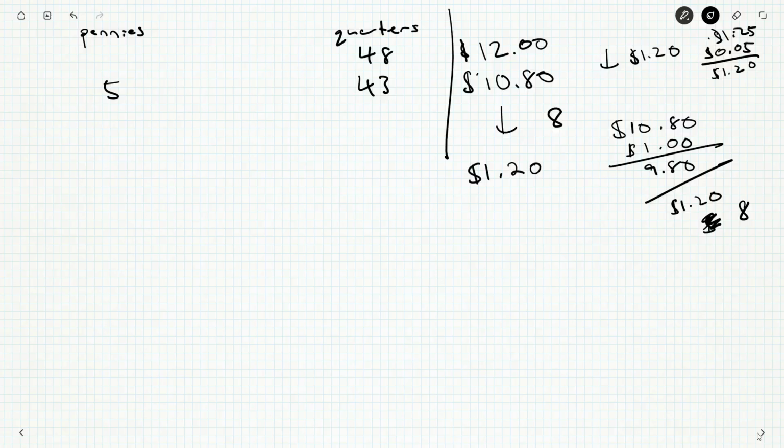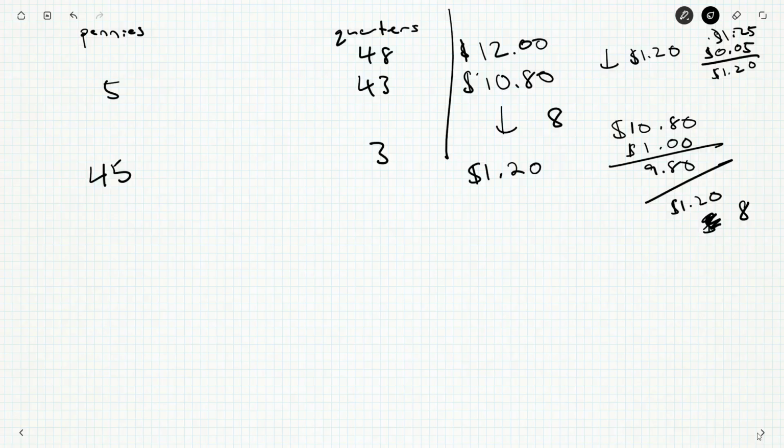So after 8 steps, we'd have 1.20, and that would be, I think, 45 pennies and 3 quarters. Yeah, because that'd be 45 cents plus 75 cents. Okay. So, we can't quite do it with all pennies and quarters because we couldn't even convert these remaining quarters to pennies as is. This is the lowest we can get that's a multiple of 5.